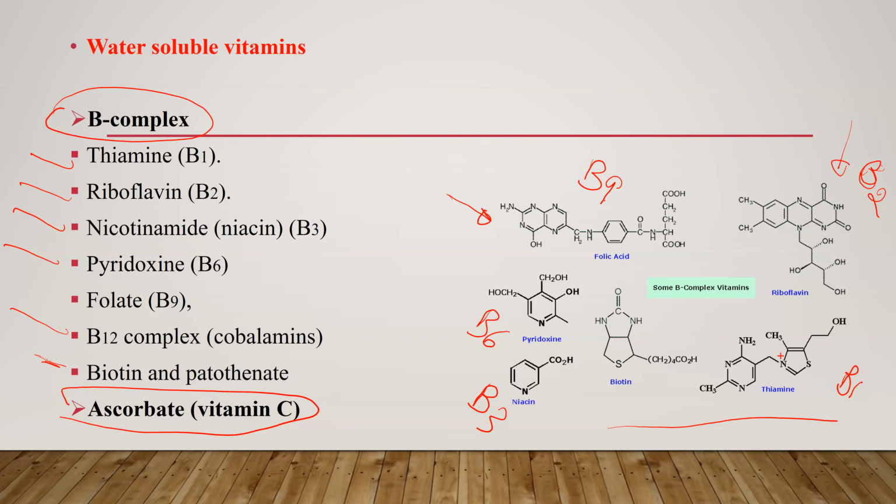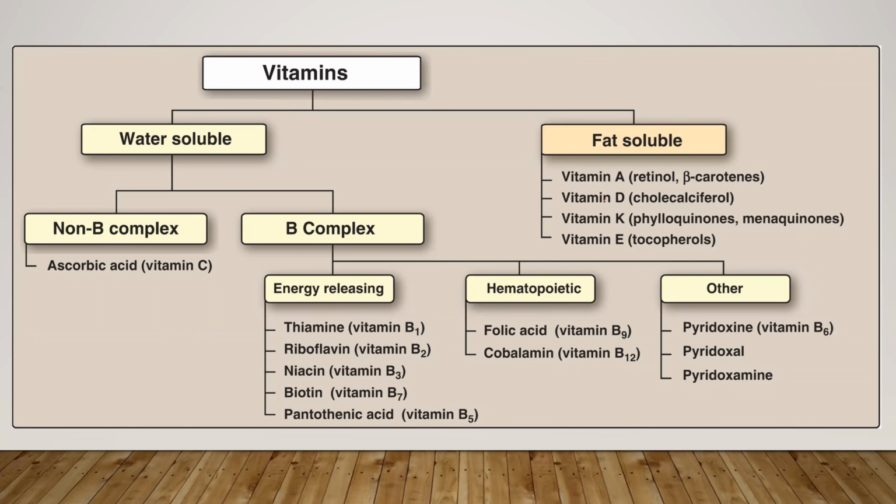Okay. هذا المخطط يختصر لكم المحاضرة كلها. It's very nice, I liked it, وهو موجود بكتاب Lippincott's. As you see, vitamins, 2 types, water soluble and fat soluble. الwater soluble are non-B complex مثل ascorbic acid، والB complex هسه اللي قلناها، 1 2 3 والبيوتين B7. هسه بنقول لكم بيوتين ما حافظها بالضبط. البانتوثينيك أسيد اللي هو فيتامين B5. هذول الإنرجي ريليزنج فيتامينز. بعدين عندنا الهيماتوبويتيك فيتامينز which is الفوليك أسيد والكوبالامين B9 and B12.